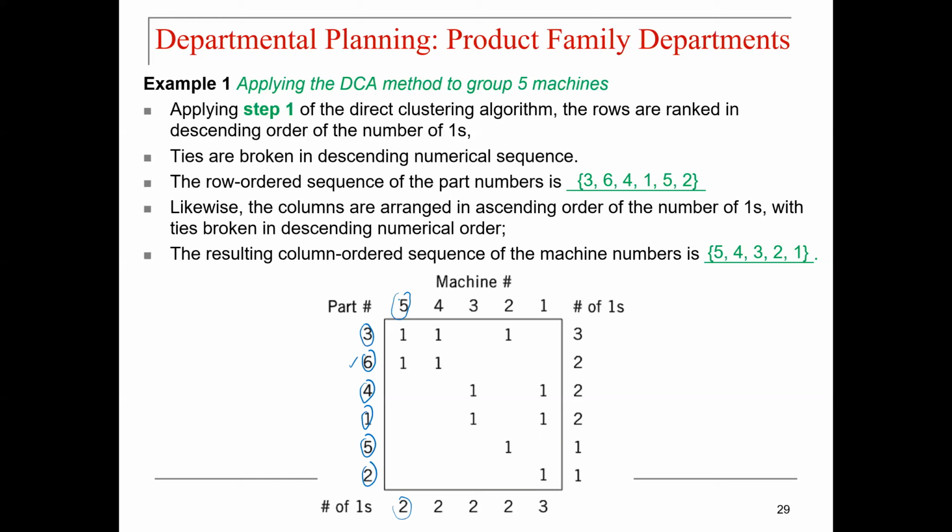So the resulting column order sequence of the machine numbers is 5, 4, 3, 2, and 1. If we look at the original order, it was 1, 2, 3, up to 6. Same thing here at the top, 1, 2, 3, up to 5. And after reordering based on the rules of the algorithm, we get this matrix. So 5 was moved to here, 1 was moved here.